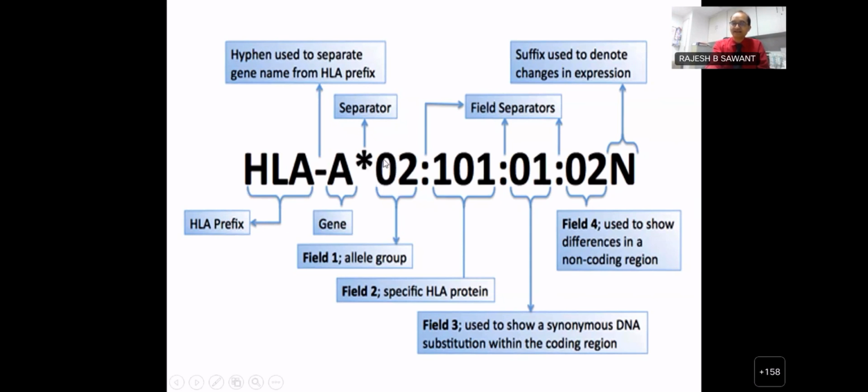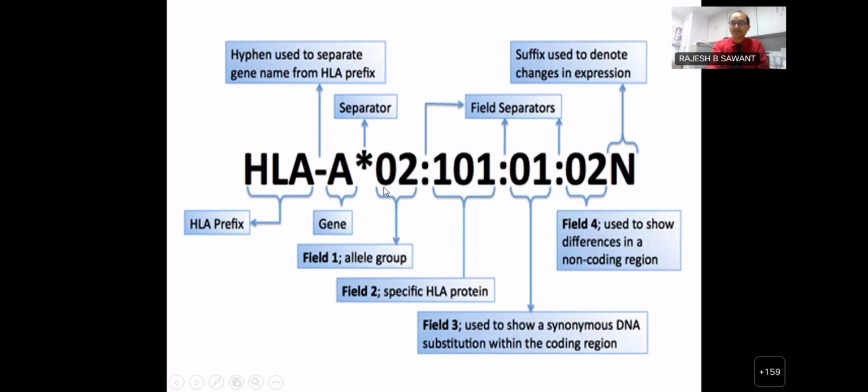Then you have the next figure, that is here you have 02. So this is HLA-A, 02. Now this is the allele group that is represented over here. Again, then there is a field separator after that. And next you will have 101. So that is the field 2, that is the specific HLA protein.